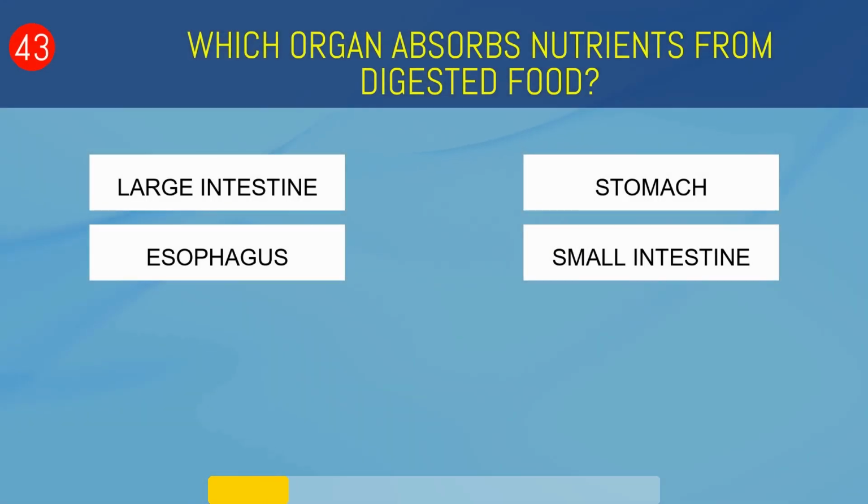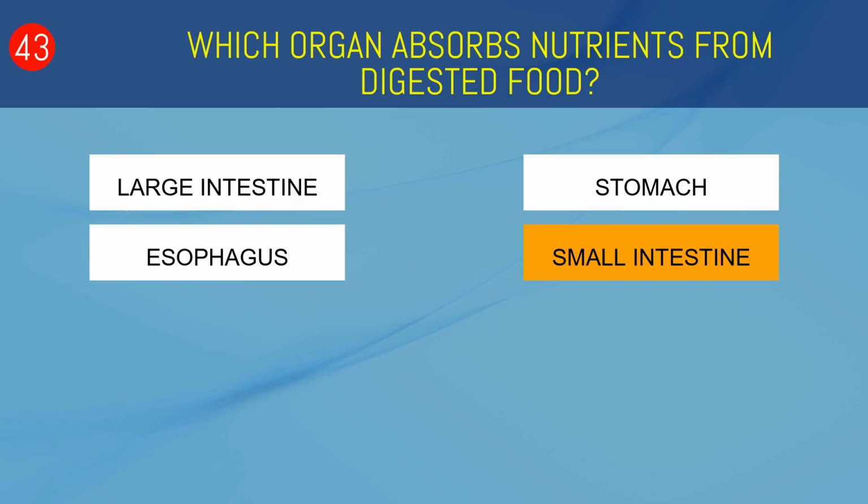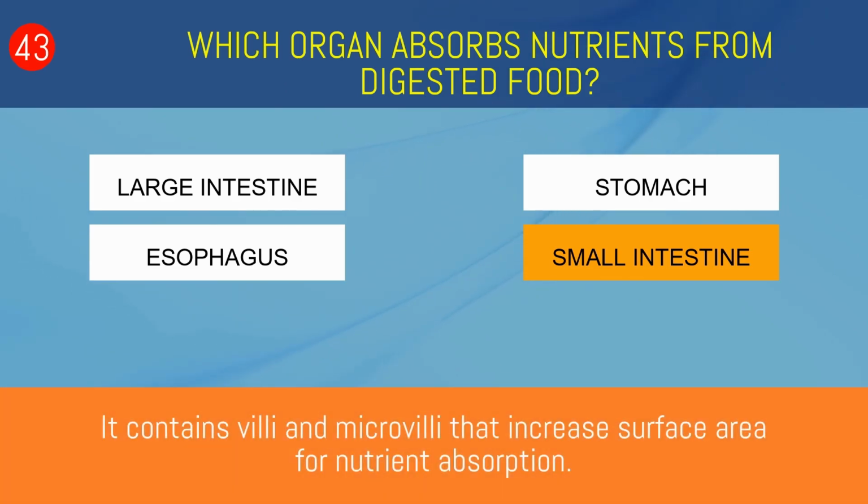Which organ absorbs nutrients from digested food? Large intestine, esophagus, stomach, or small intestine? Small intestine. It contains villi and microvilli that increase surface area for nutrient absorption.